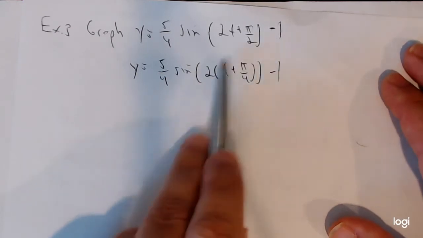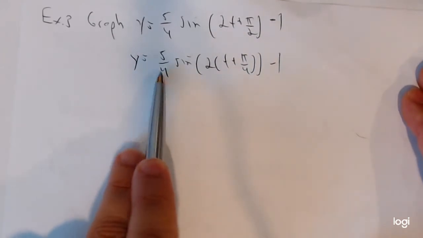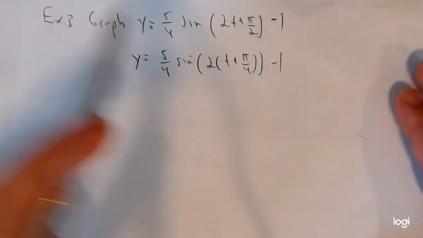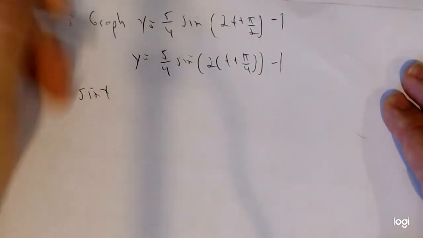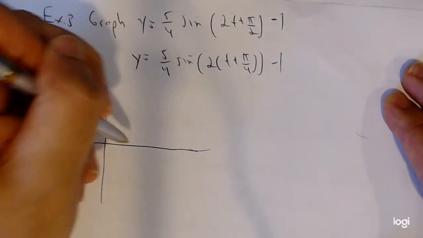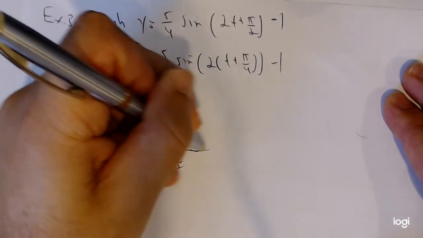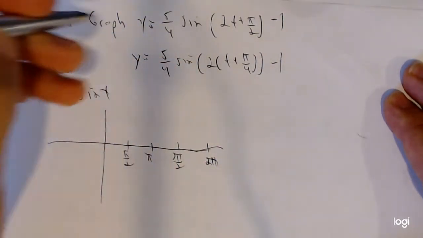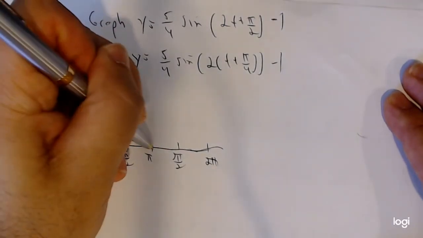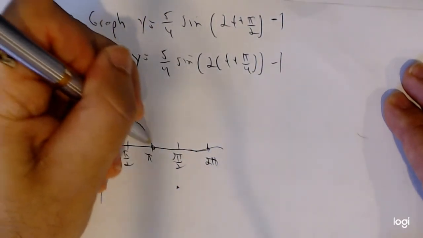Okay, so with that said, we know that this is a vertical transformation. I have to multiply my y's by 5/4. So let's start off with sine of t, which is 0, pi over 2, pi, 3 pi over 2, 2 pi. So at 0 it's 0, pi over 2 it's 1, pi it's 0, 3 pi over 2 is negative 1, 2 pi it's 0. So we have that.